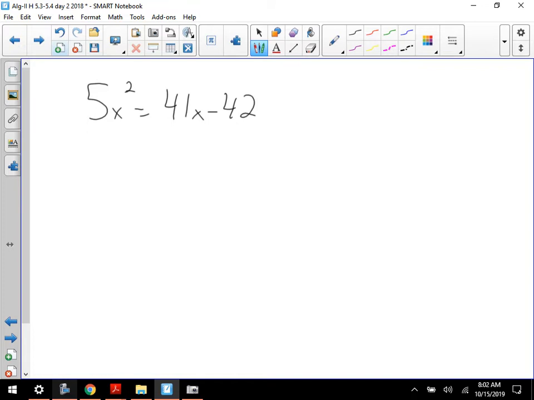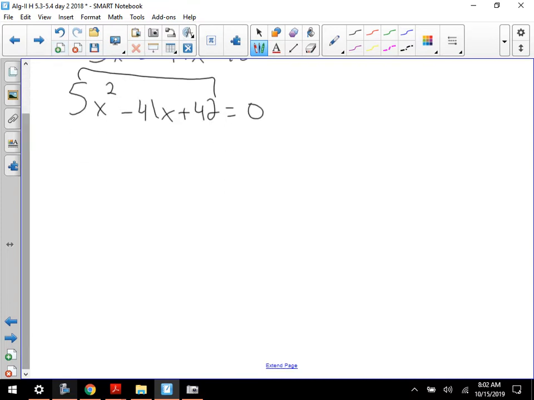So, what's your first step to do when you have to solve for your zeros? Set it equal to 0. So I'll move everything over to the left. So we have 5x squared minus 41x plus 42. Okay. So now we have to multiply our tails. Now, when you multiply your tails out here, you've got 5 times 42. Well, once again, this is something we should be able to do. So I believe that's 210?